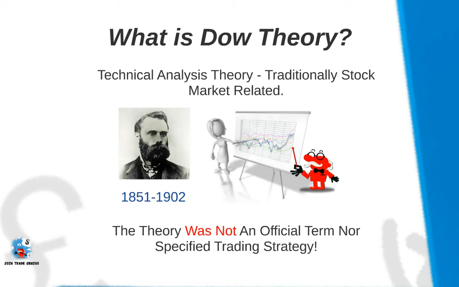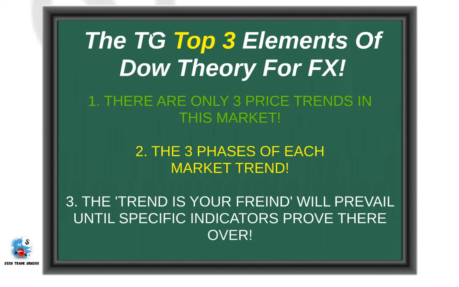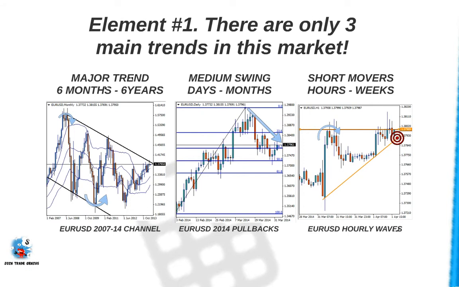It's important to recognize that Dow theory was not a specific theory nor a term coined by Dow himself, and in this hotspot, Trade Genius has chosen to focus on 3 of the 6 main elements associated with Dow that will specifically help your analysis and trading of online financial markets. The TG 3 major elements you need to know for trading are: there are only 3 main trends in this market. Each trend has 3 phases, and the trend is your friend until proven otherwise.